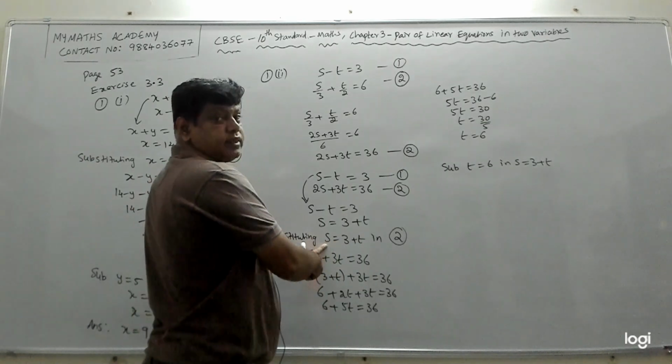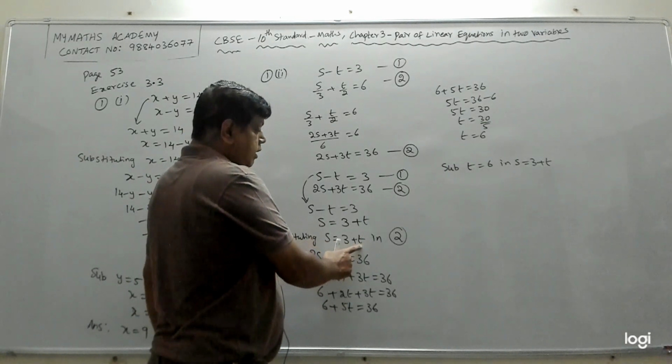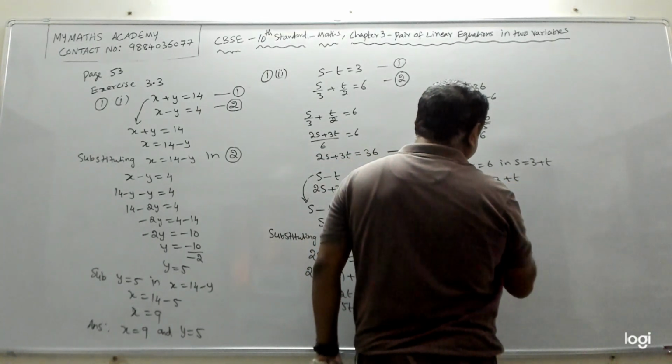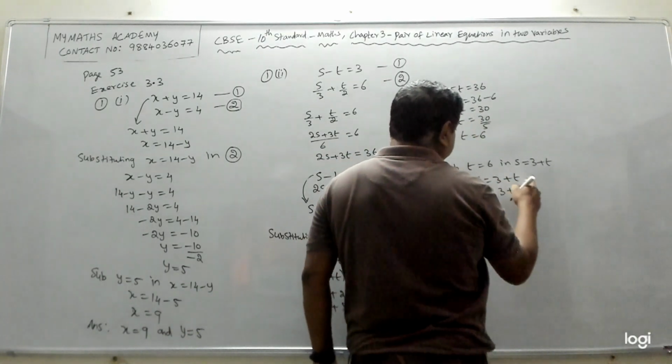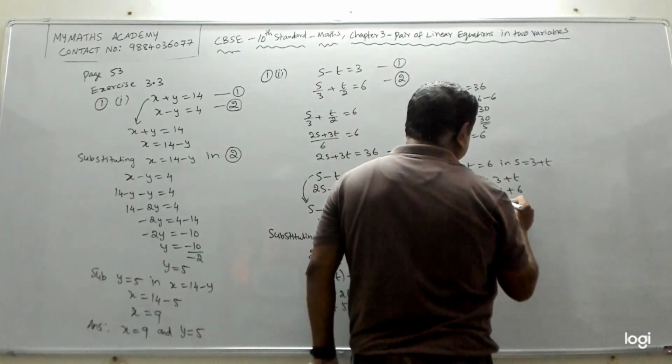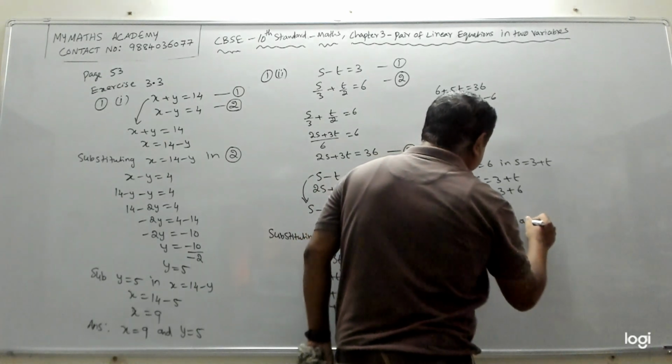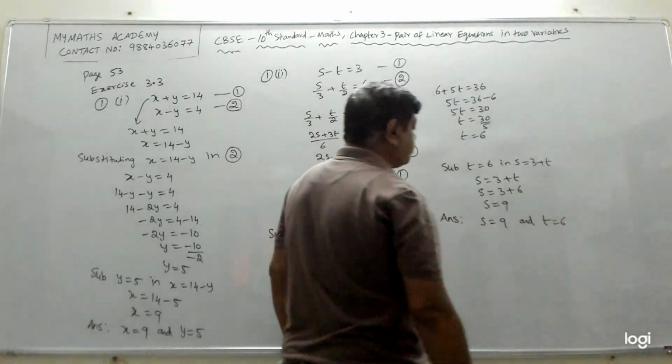Because here we will get s. If I substitute the value of t, I will get s. So s is equal to 3 plus t and t is 6. So s is equal to 3 plus 6 because t is 6. So you get s is equal to 9. So the answer is s is equal to 9 and t is equal to 6.